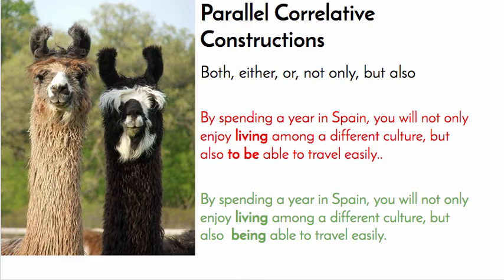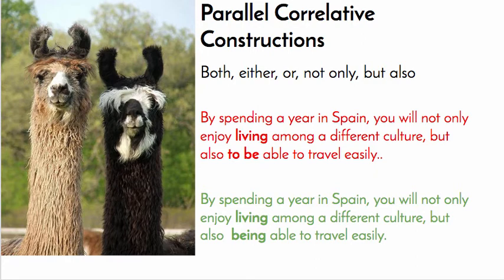The last type of parallel sentence we're going to work on today is parallel correlative constructions. And a correlative is a word like both, either, or, not only, or but also, that allows us to make a comparison in a sentence. And so when we make that comparison, we want the first part and the second part of the sentence to be in the same verb tense, just like when we use our conjunctions.